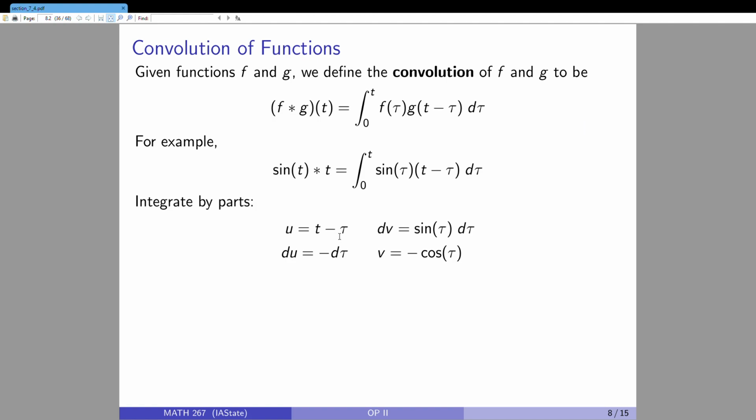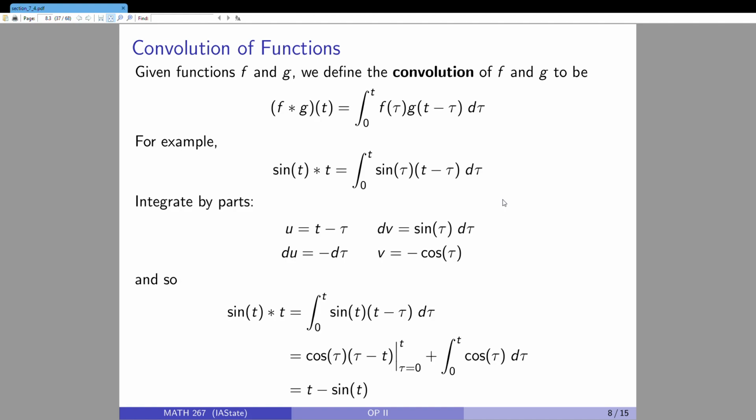We'll let u be t minus tau. That seems pretty easy. Note again, we want d tau, not dt. And we'll let dv be sine, the leftover stuff, and integrate with respect to tau. So we've got two variables running around again, so when you're dealing with these, you've got to be really careful about how you do them. But you just integrate by parts, and honestly, it comes out real easy.